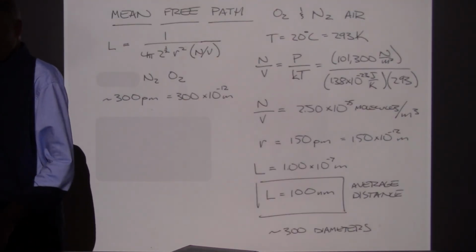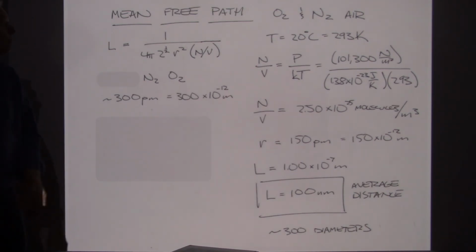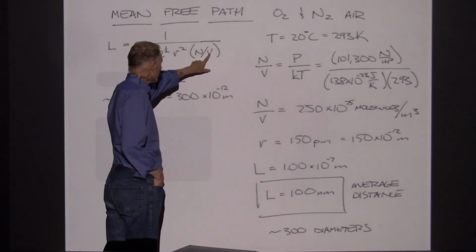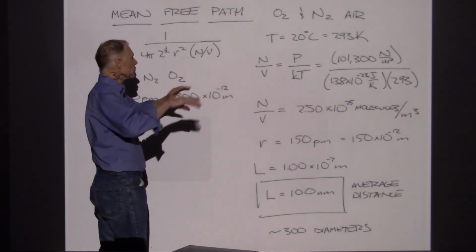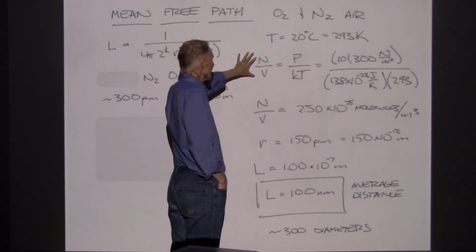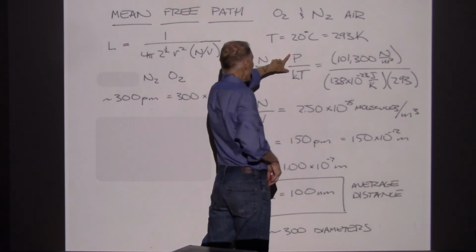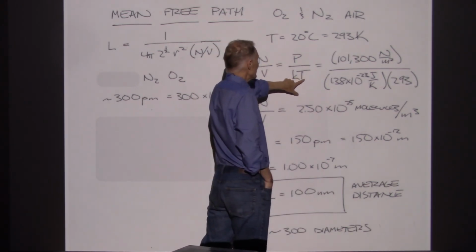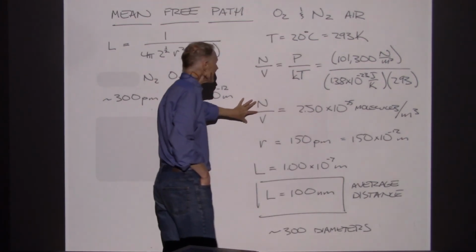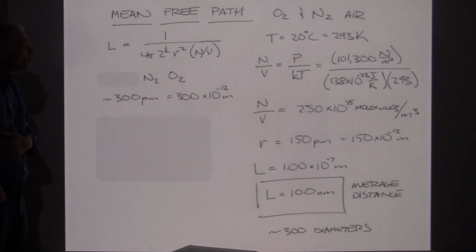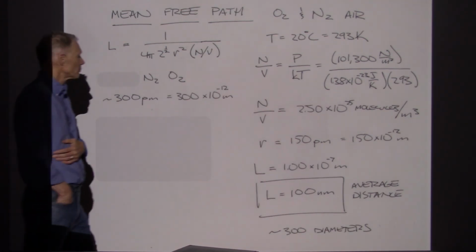So let's take a quick look. I am curious, how far do they travel? So this is the number of molecules per volume. I need to know how many air molecules there are per volume. So I can calculate that from the ideal gas formula: pressure, that's the pressure of the atmosphere, Boltzmann's constant, and absolute temperature. And it says that at 1 atmosphere pressure and kind of room temperature, there are 2.5 times 10 to the 25 molecules per cubic meter. So that's good to know how many molecules we have per cubic meter.